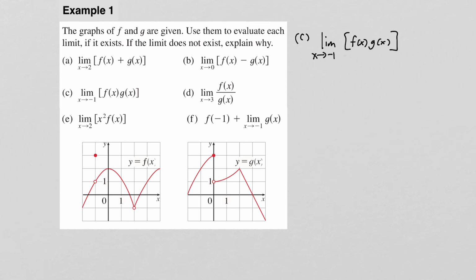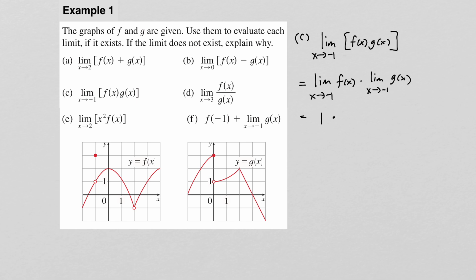For part C, we want to find the limit as x approaches -1 of f of x times g of x. Again, using the limit laws, we know that this should be equal to the limit as x approaches -1 of f of x multiplied by the limit as x approaches -1 of g of x. Now let's look at the graphs. As x approaches -1, which is right here, the values on f are getting closer to this number, which is y equals 1. So the limit of f of x as x approaches -1 is 1.